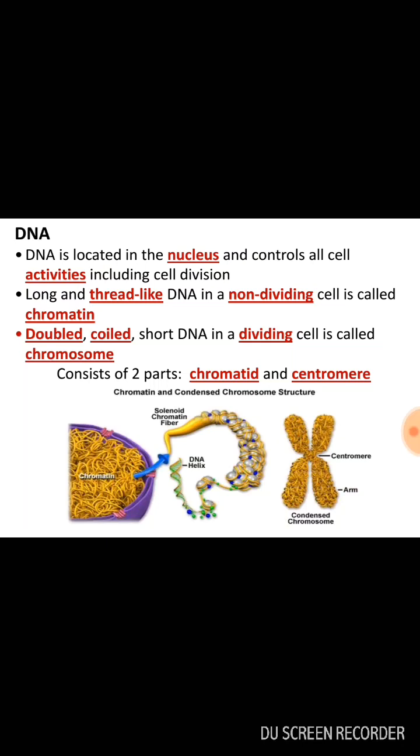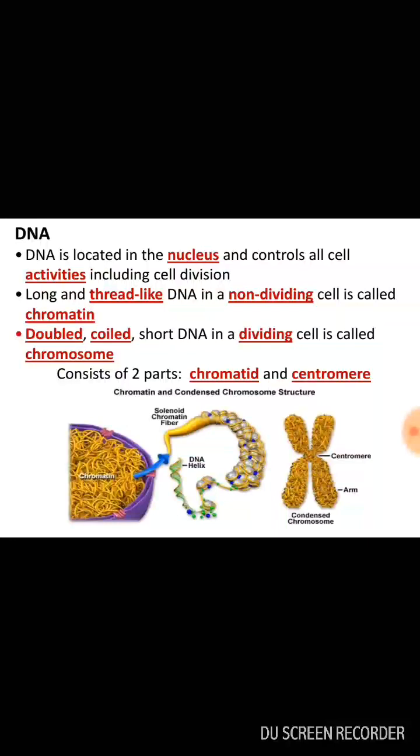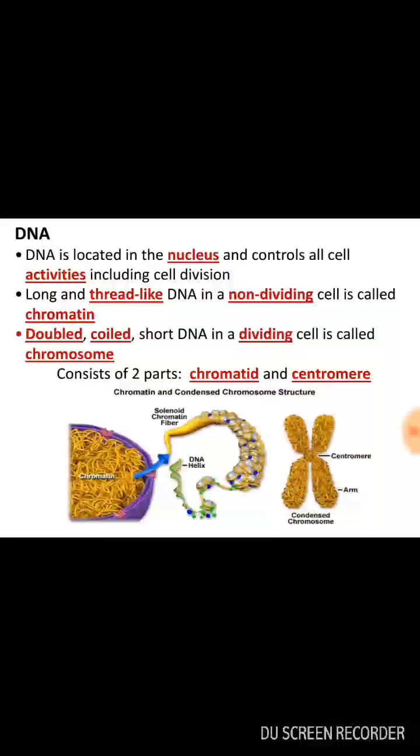Now let us talk about DNA first of all. Where is DNA located? DNA is located in the nucleus, and the nucleus controls all cell activities including cell division. DNA is basically long and thread-like in a non-dividing cell, and it is present inside chromatin. DNA is a double helix and coiled in a dividing cell, and we call the condensed form of chromatin in a dividing cell a chromosome.